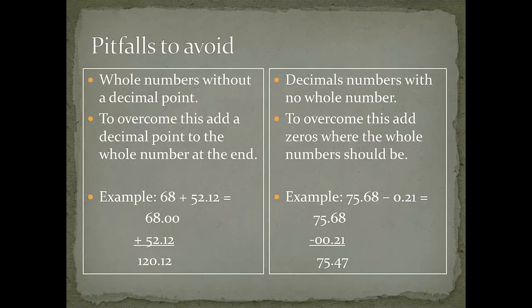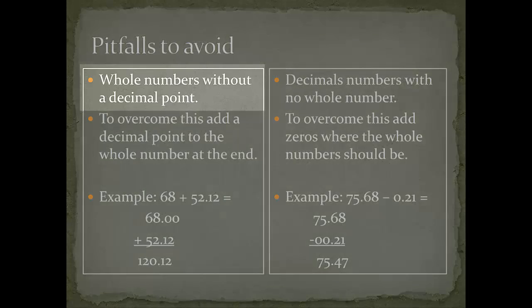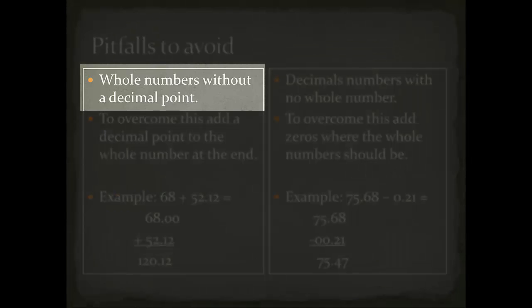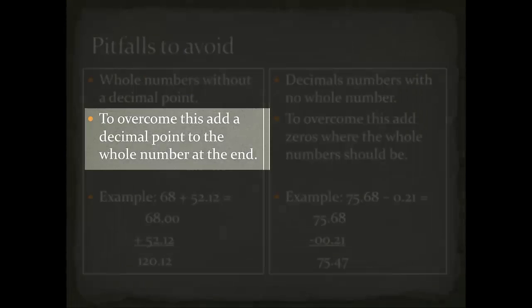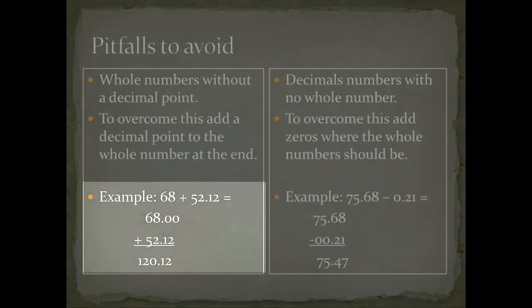There are some pitfalls to watch out for when you're using this shortcut method to line up your decimals. The first pitfall to avoid is to watch out for whole numbers without a decimal point. To overcome this, you simply have to add a decimal point to the back, or to the right, of the whole number, and then zeros to match it after. So let's look at an example.